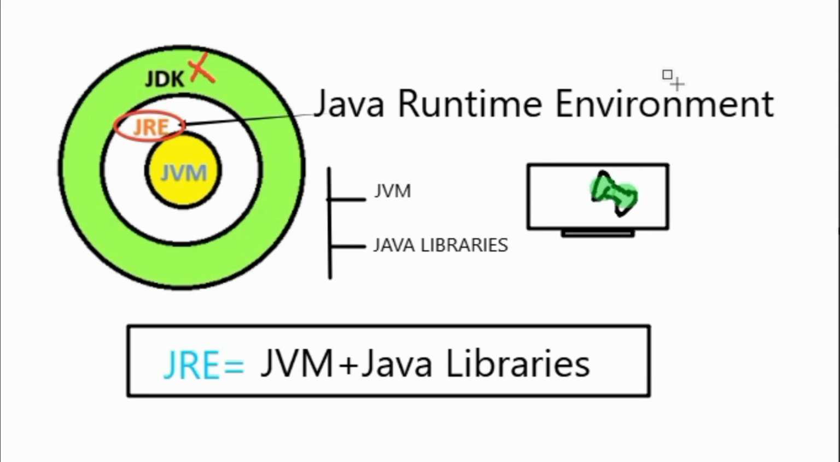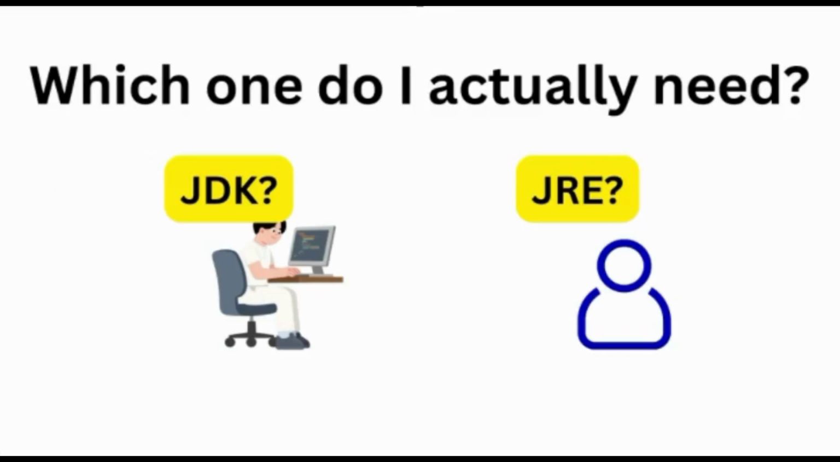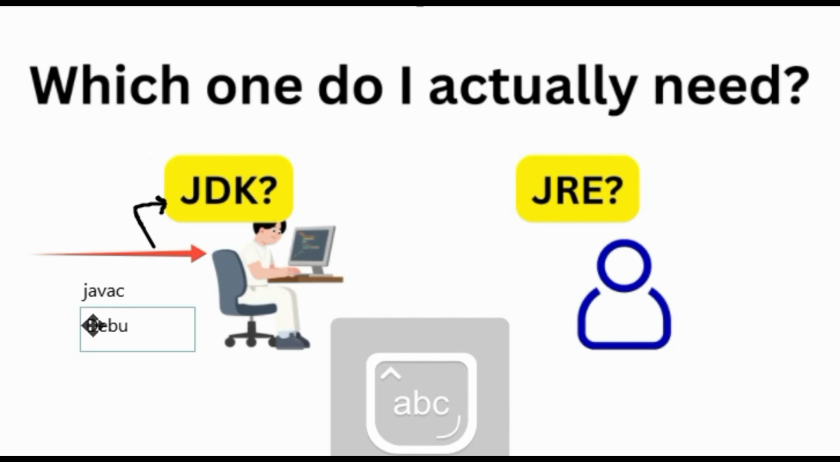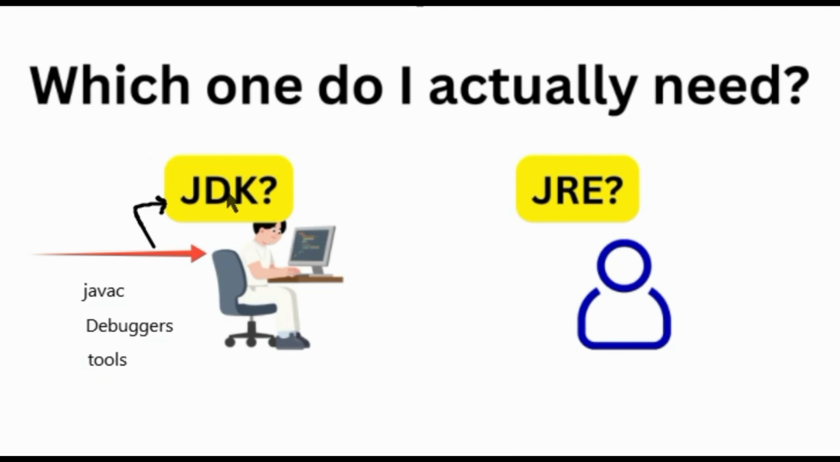Okay, so now you know what each one is. JDK is for developers with tools. JRE is for running programs with libraries. But here's the question everyone asks, which one do I actually need? And the answer is simple. It depends on what you are doing. If you're a developer writing code, you need the JDK because you need javac to compile. You need debuggers, you need the tools. Yes, the JDK contains the JRE anyway. So you also get to run your code, but you can't develop with just JRE.